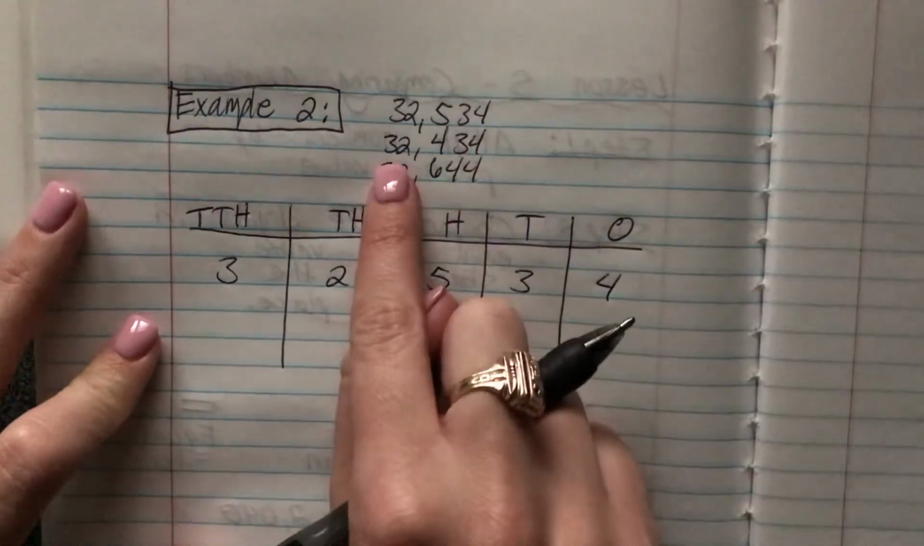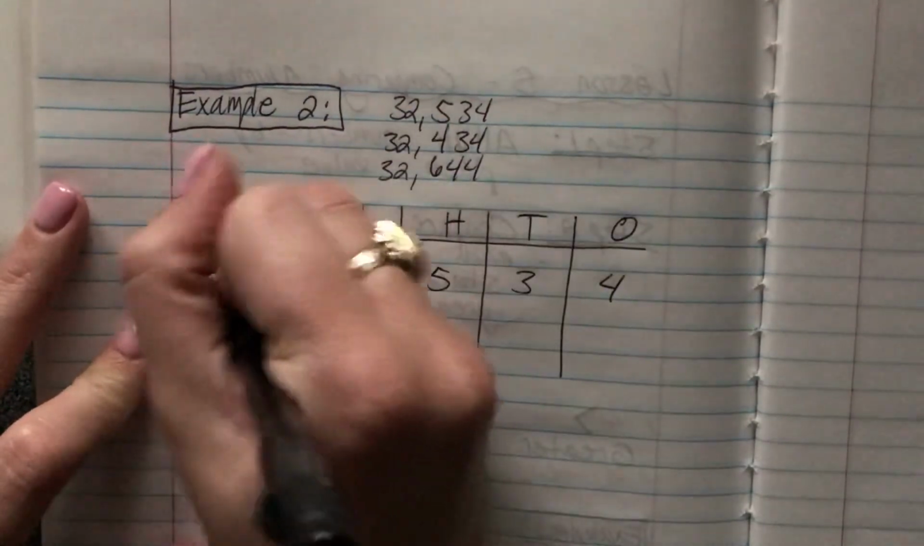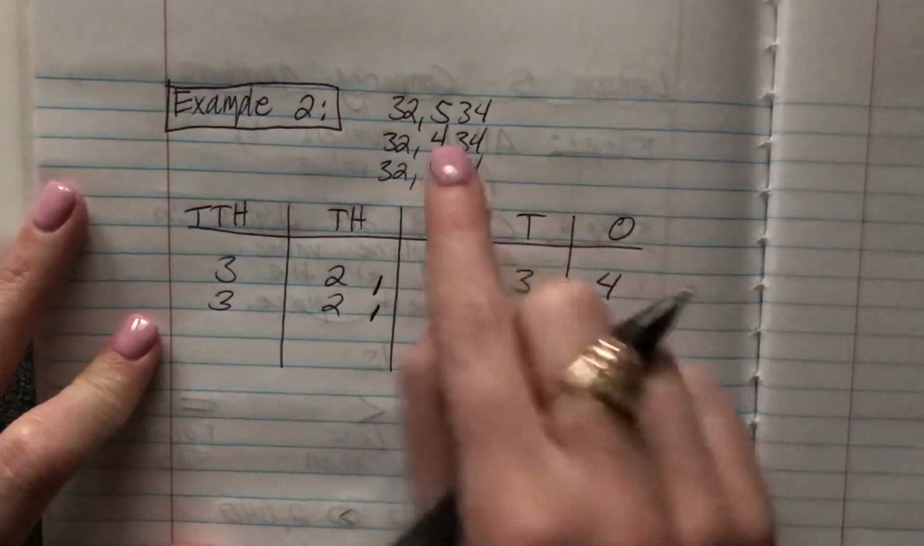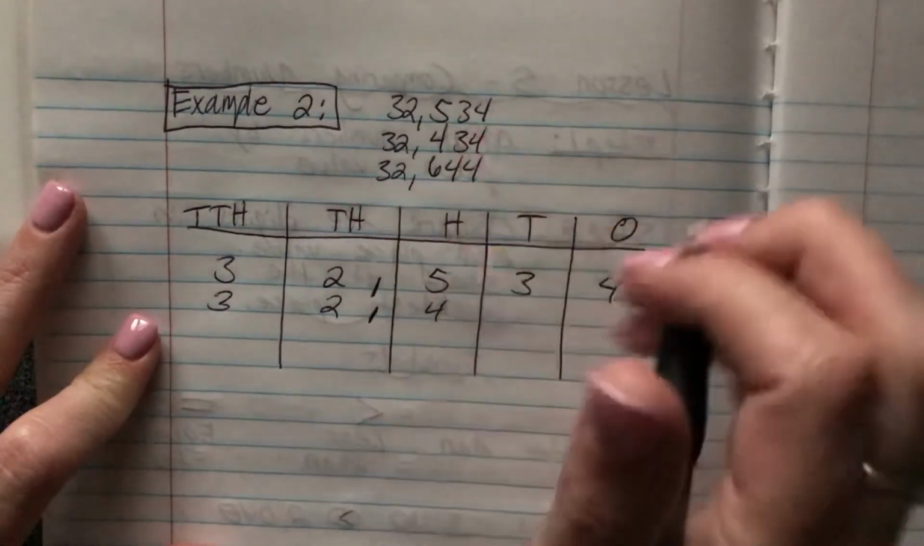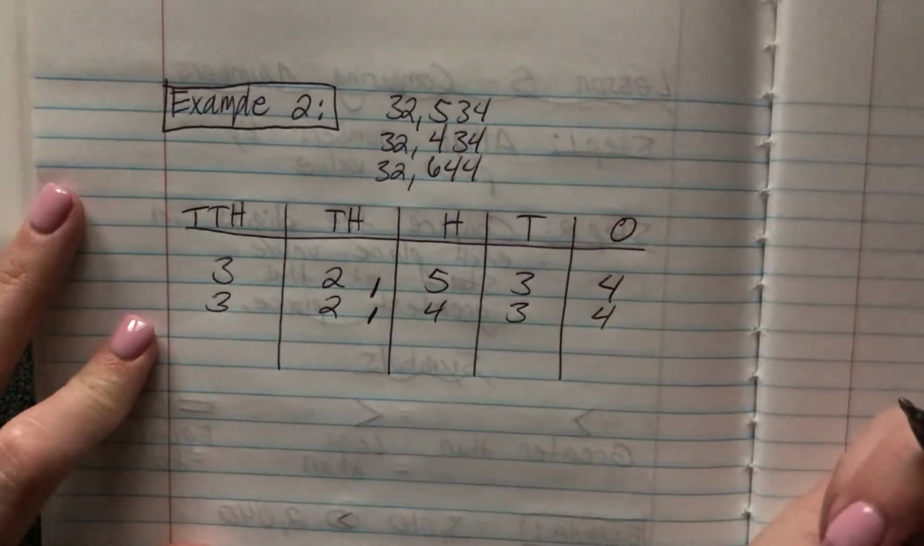Our next number is 32,434. In the 10,000s place, we have a 3. Thousands place, we have a 2, comma. Hundreds place, we have a 4. Tens place, we have a 3. Ones place, we have a 4.